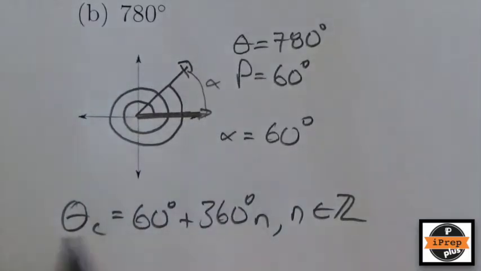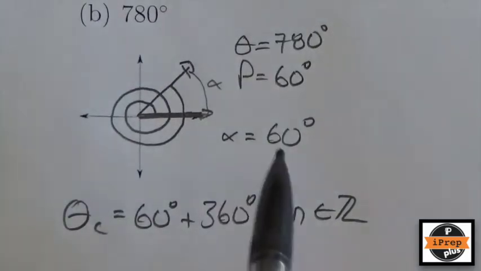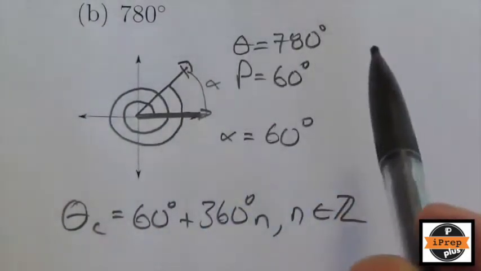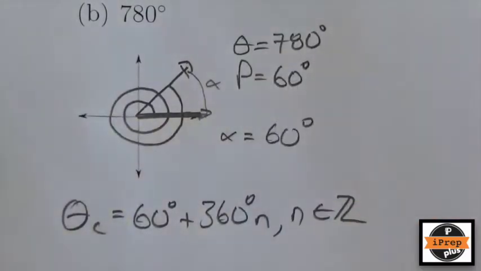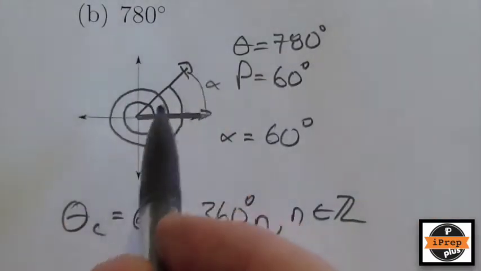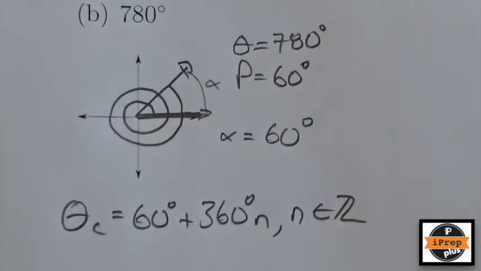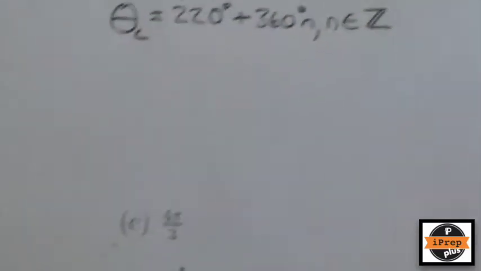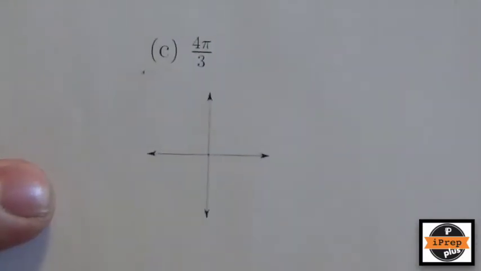Now, what's important for you to remember about these coterminal angles is that they all are going to have the exact same trig ratio values. Okay, as far as sine, cosine, tan is concerned, 780 and 60 degrees are basically the same. And anything that's coterminal to that terminal arm is going to be the same. Now let's come over here and take a quick look at this one.